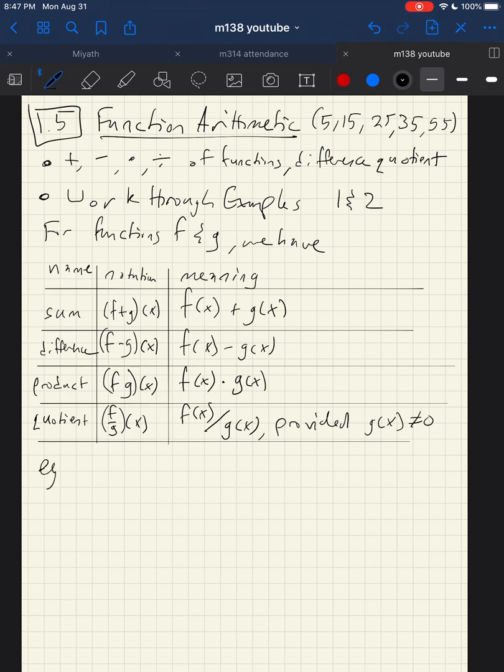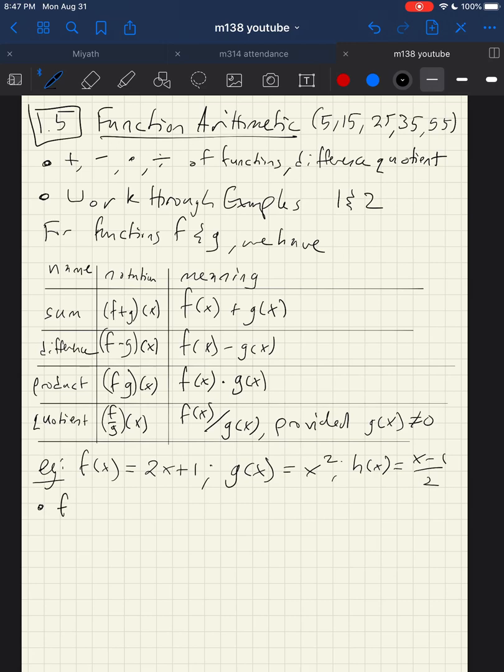So let f of x be, say, 2x plus 1, and g of x is going to be x squared, and let's let h of x, so semicolon separating these, be x minus 1 over 2. Just 3 nice little functions. Let's compute a few different things here.